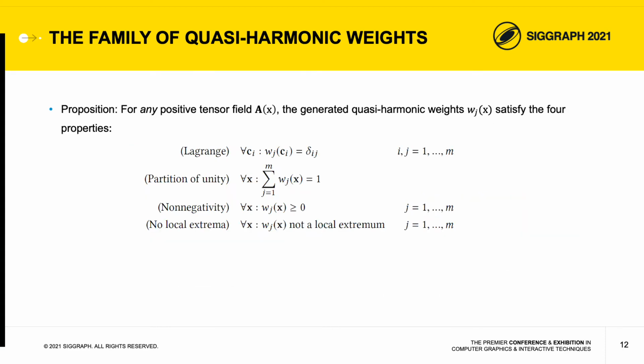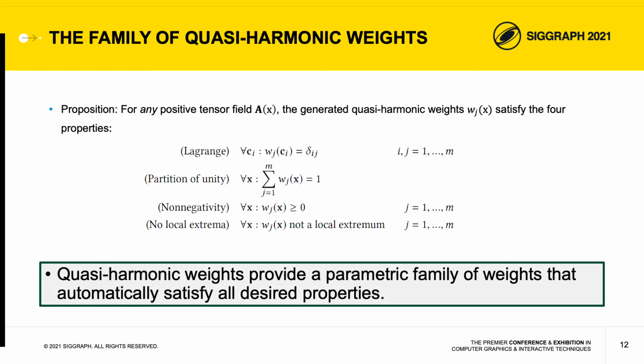Why are quasi-harmonic weights an interesting model? It can be shown that for any positive tensor field, the generated quasi-harmonic weights satisfy all the 4 desired properties. In other words, quasi-harmonic weights provide a parametric family of weights that automatically satisfy all these desired properties, which is nice.